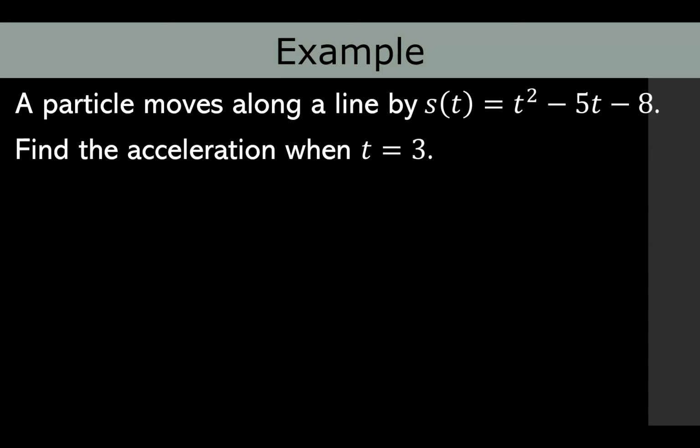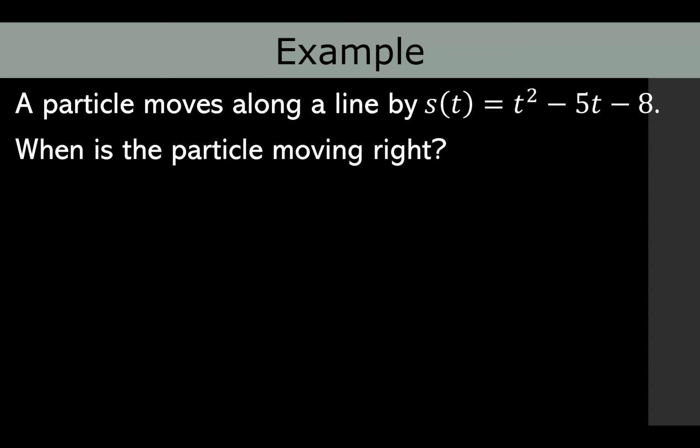If we're going to find the acceleration when time equals 3, that's just going to be the second derivative, because acceleration is the derivative of velocity. Velocity is the derivative of position. We're going to do the second derivative of this position equation when time equals 3. When is the particle moving right? Okay, well, that's about velocity, and that's about velocity being positive.